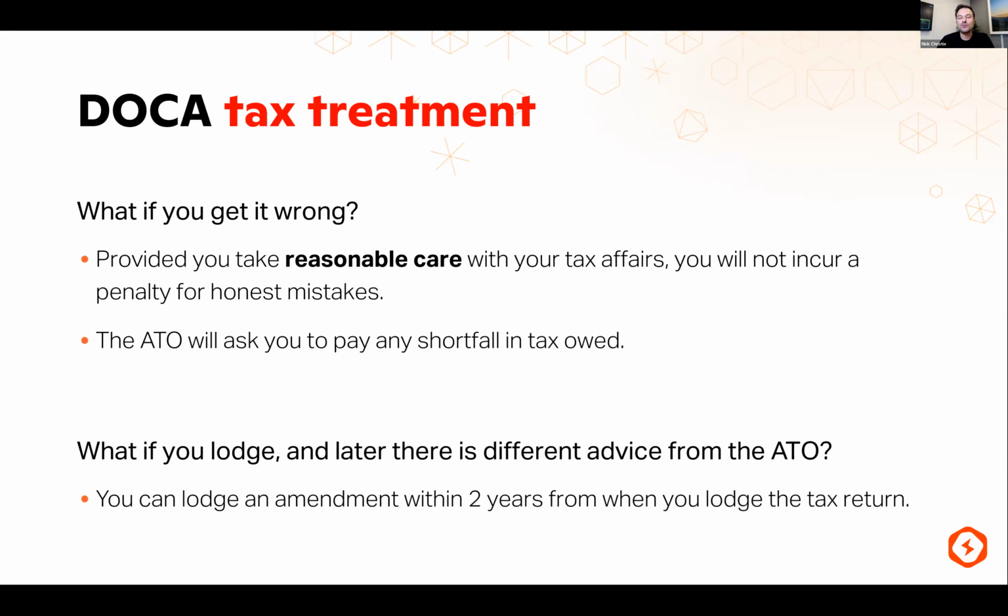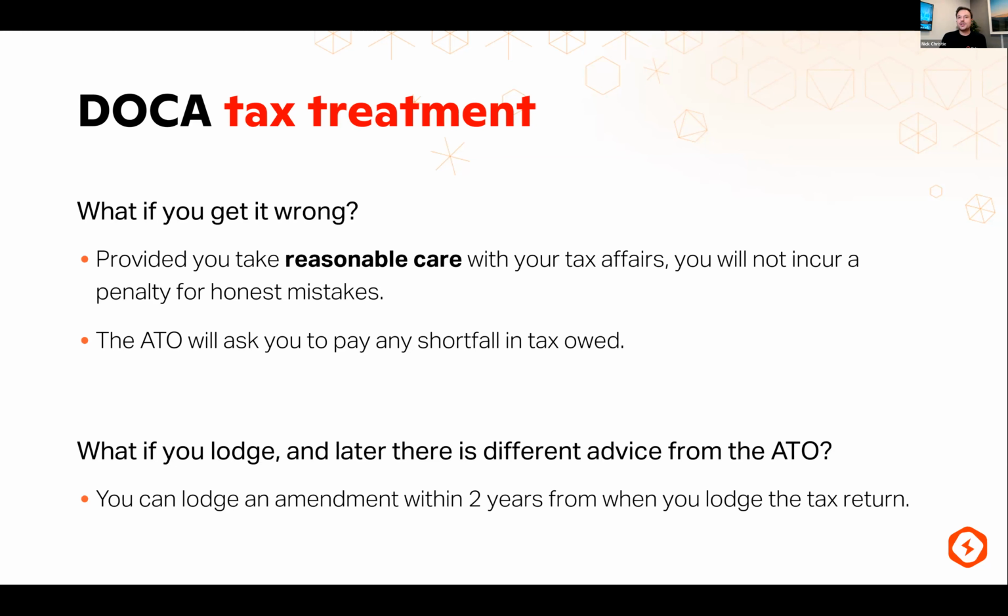The next question is always, what if I get this advice, but maybe the advice is wrong or it changes? The way it works is that provided you took reasonable care in how you managed your tax affairs, you won't incur a penalty for any honest mistakes that you've made. The ATO will still ask you to pay any shortfall. So if you treated your transactions and the tax outcomes and you paid less tax than the ATO decided that you should have, then you'll have to pay that difference. But provided you took reasonable care in the approach that you took, you won't have any additional penalties on top of that for any honest mistakes.